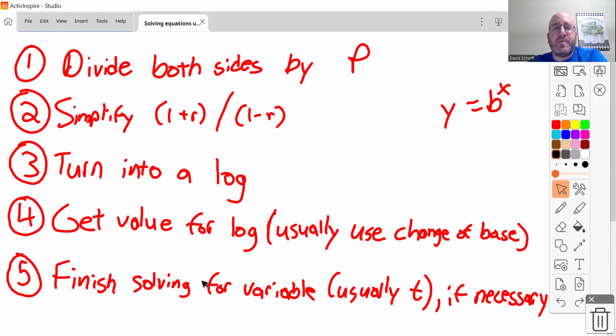So steps 1 and 2 should kind of be your hint. Divide both sides by P, simplify 1 plus r or 1 minus r. So we're just going to be going back and using the regular growth and decay formulas. A equals P times 1 plus r to the t power. A equals P times 1 minus r to the t power.